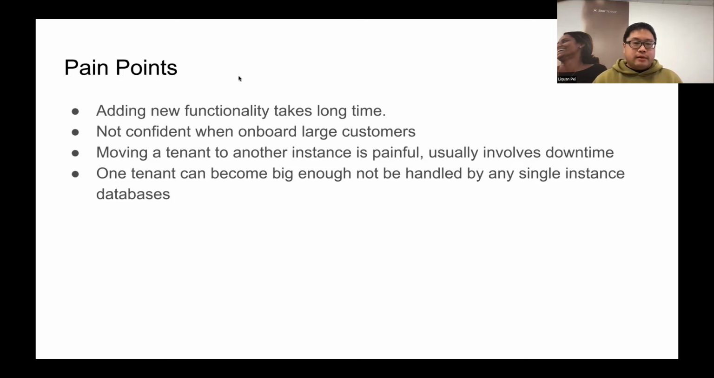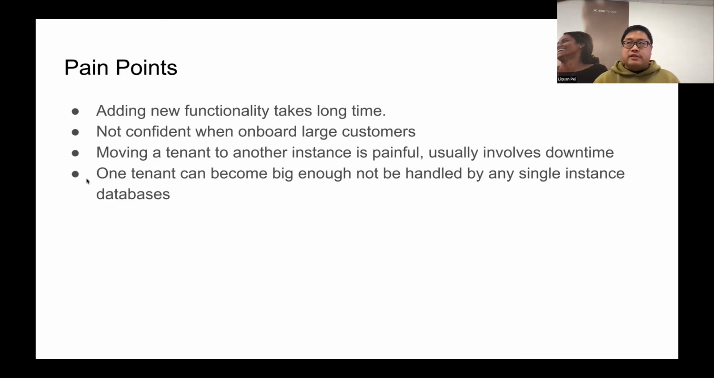And oftentimes you have to move a tenant for various reasons. One reason is that the tenant becomes bigger, and this causes a lot of issues for the other tenants on the same database instance. That can be painful because now you have to work with independently running database systems. And this moving is very, very painful. It needs to be carefully planned and usually involves downtime. So this causes a lot of pressure on the SRE team maintaining the SaaS application.